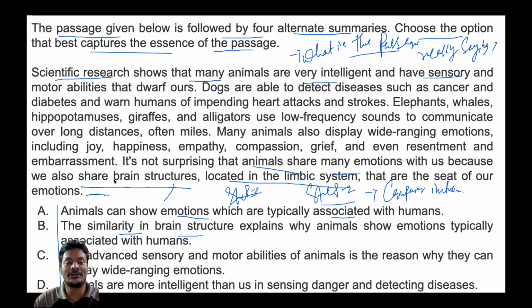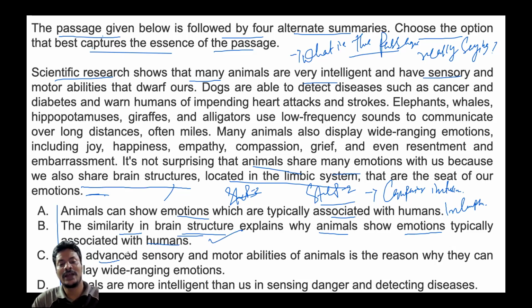Now, on the basis of that, if we look at the first option, animals can show emotion which are typically associated with humans. It is actually incomplete, right? It mentions emotion but ignores the reason, right? So then we look at option B. B says the similarities in brain structure explain why animals show emotions typically associated with humans. Yes, that could be the answer.